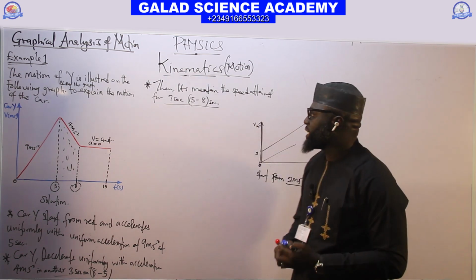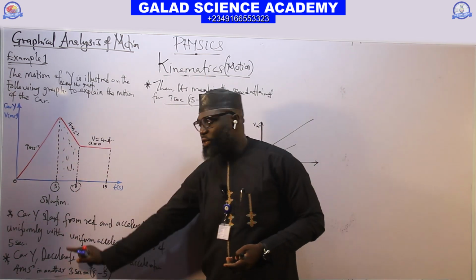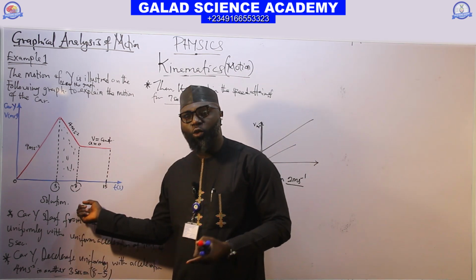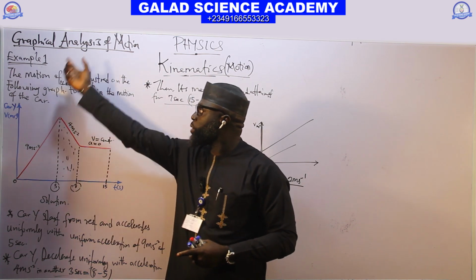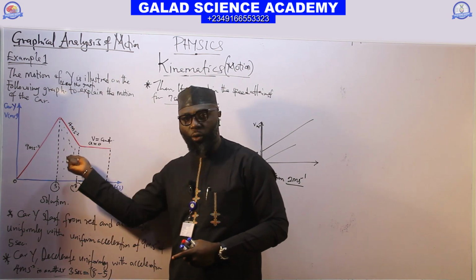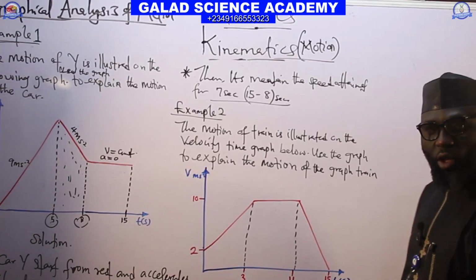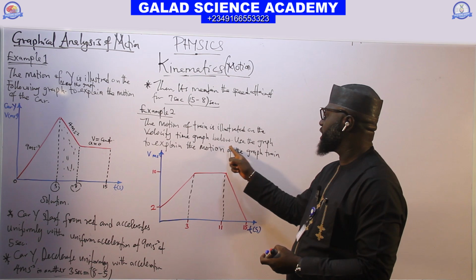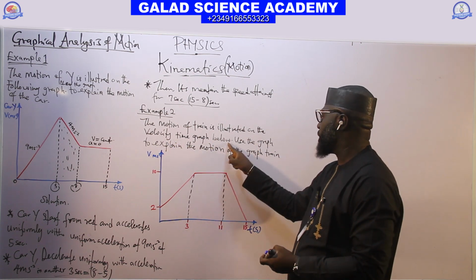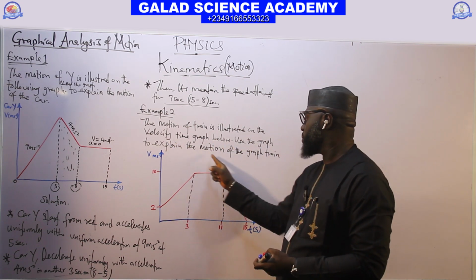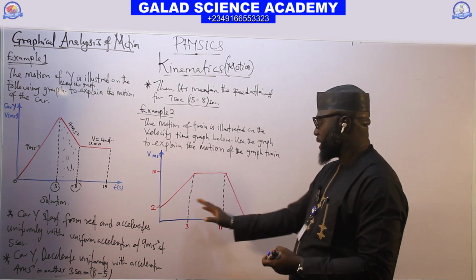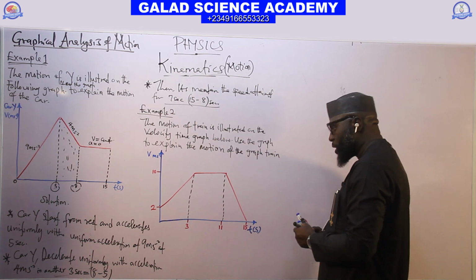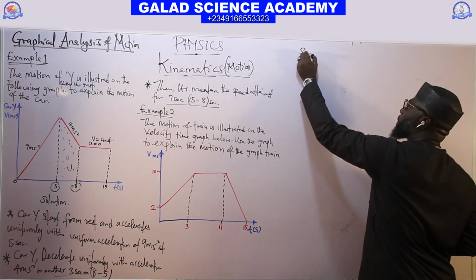That is all about the interpretation of the graph. If you know how to interpret this graph, you will not have problems with word problems of velocity time graph. So let us solve this question. Second question: the motion of the train is illustrated on the velocity time graph below. Use the graph to explain the motion of the train. This is the graph, and now I have to use it to explain the motion of the train. So, solution.